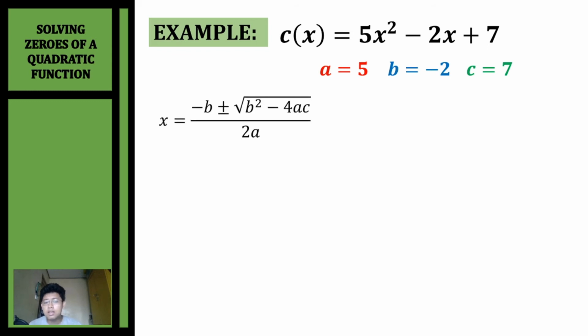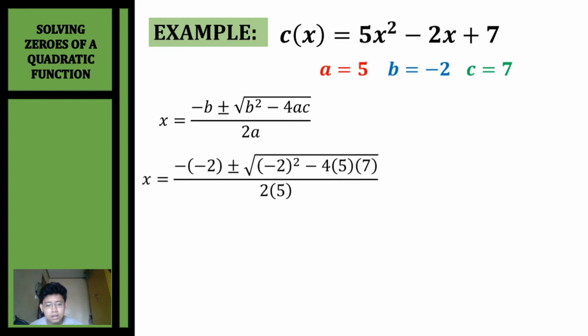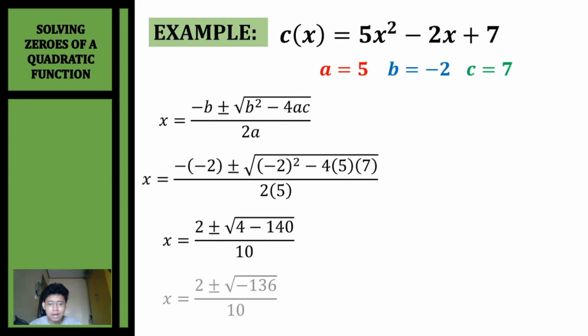x is equal to negative b plus or minus the square root of b squared minus 4ac all over 2a. Now let's substitute. We will have negative 2 plus or minus the square root of negative 2 squared minus 4 times 5 times 7 all over 2 times 5. Let's simplify. So we will have x is equal to 2 plus or minus the square root of 4 minus 140 all over 10. Let's combine like terms. We will have x is equal to 2 plus or minus the square root of negative 136 all over 10.